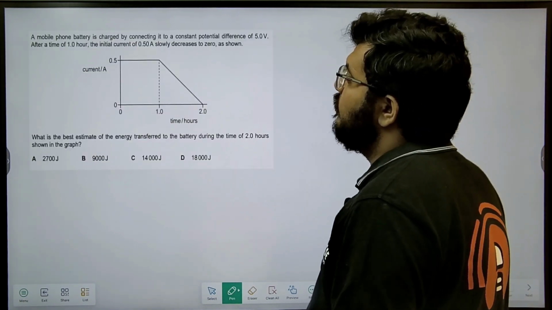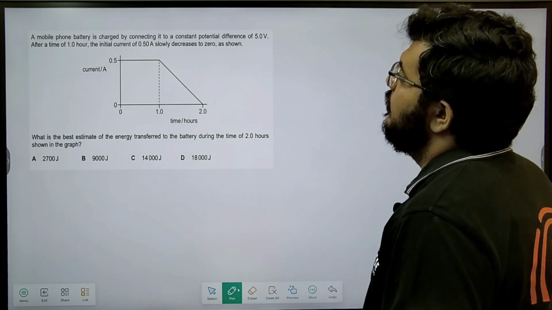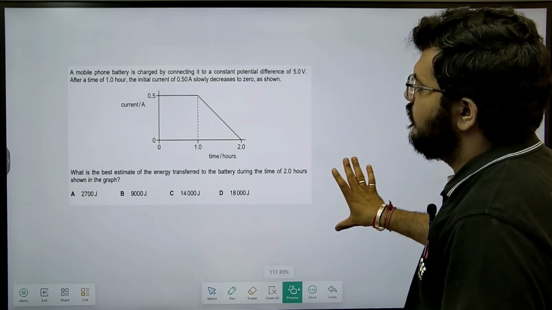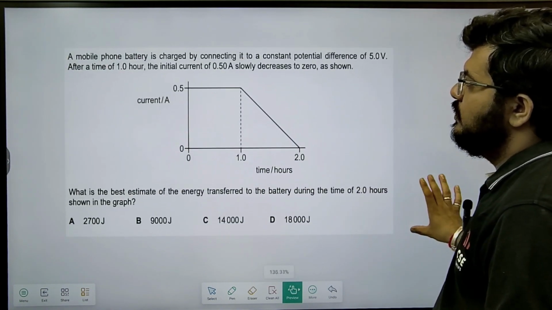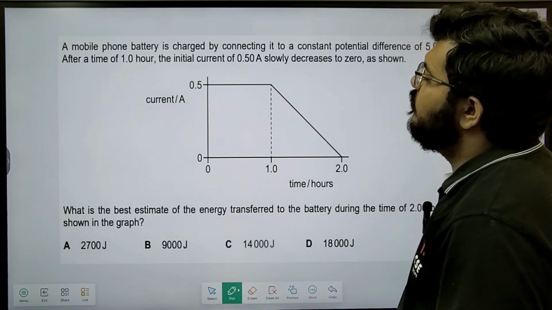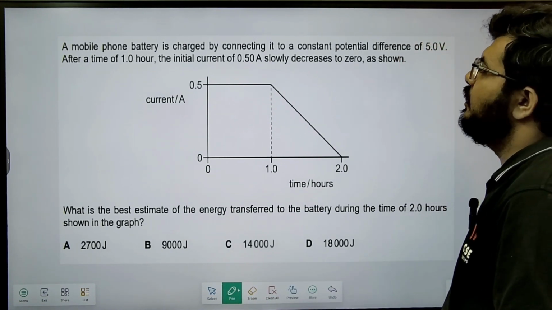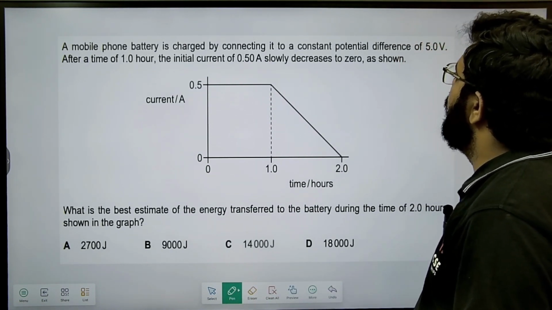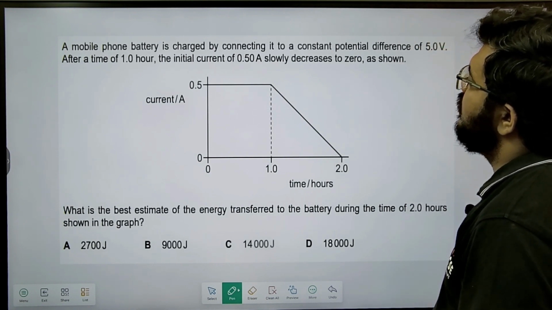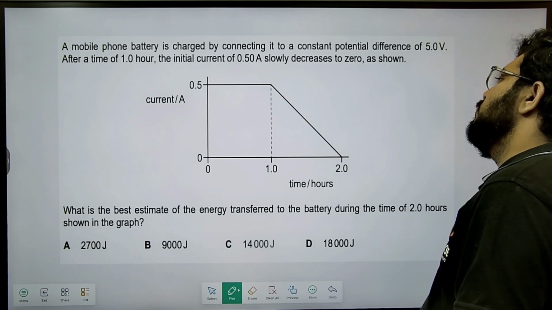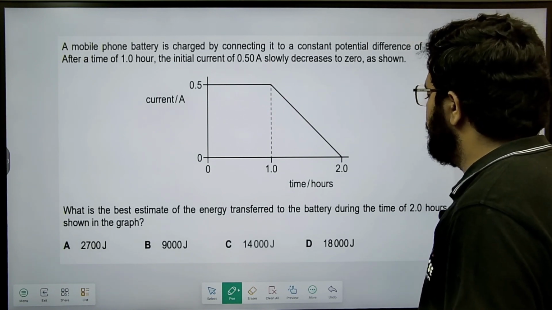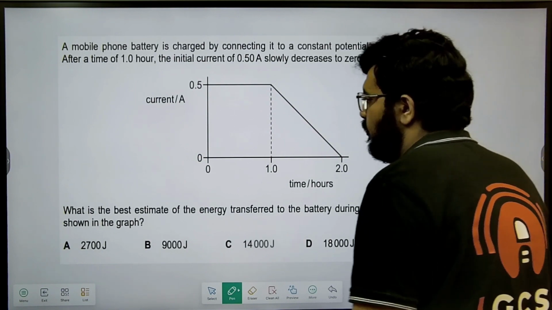A mobile phone battery is charged by connecting it to a constant potential difference of 5 volt. After a time of 1 hour, the initial current of 0.50 ampere slowly decreases to 0 as shown. What is the best estimate of energy transferred to the battery during the time of 2 hours?